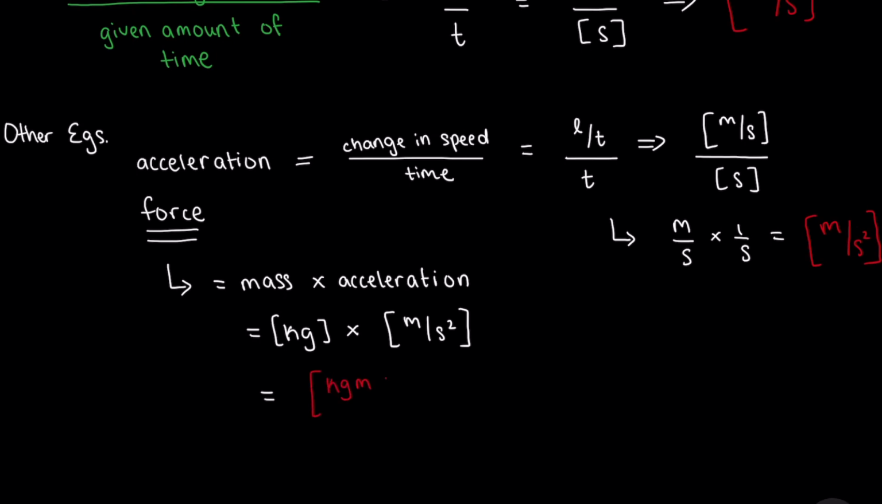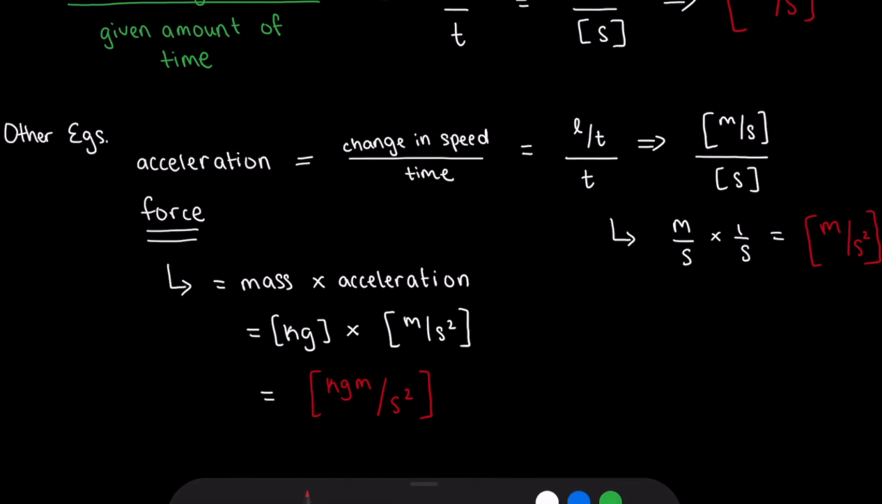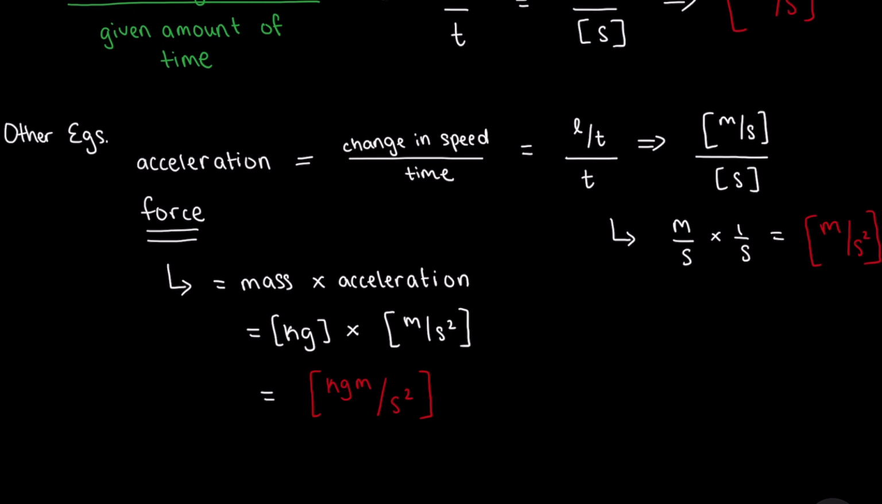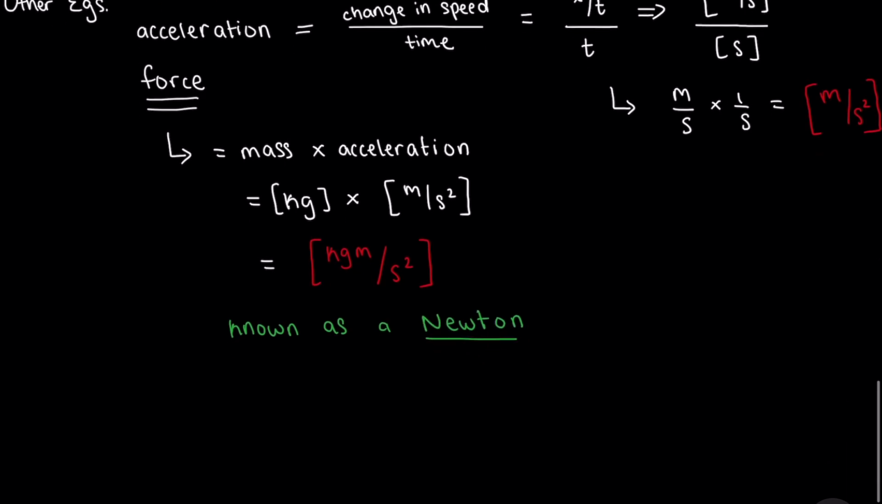Kilogram meters per second squared is kind of a mouthful. I wouldn't want to have to say that every single time, and so it is often called a Newton. You may have heard of Isaac Newton, but basically 1 kilogram meter per second squared is equal to 1 Newton, and 1 Newton is equal to 1 kilogram meter per second squared.